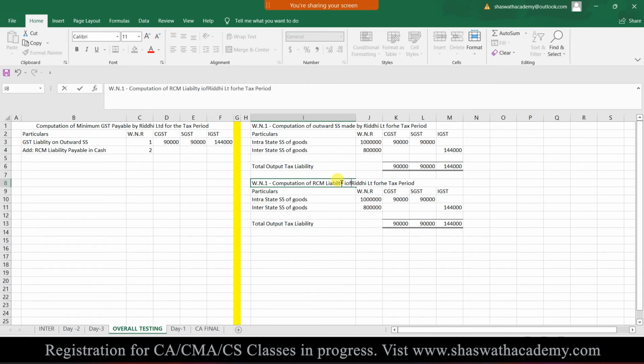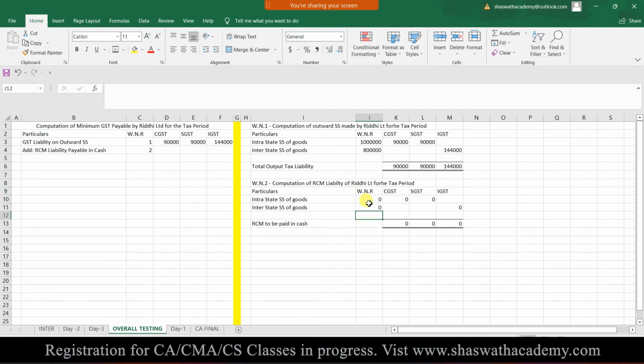of Riddhi Limited for the tax period, and the change will be here. We will write RCM to be paid in cash. My dear brothers and sisters, you have to understand this is working note number 2, RCM transactions on inward supply. So we have to have the calculation. In this problem it is 0, so I have all the workings 0, so I have no other liability, and the total liability, outward supply plus inward liability, is the total liability for the tax period.